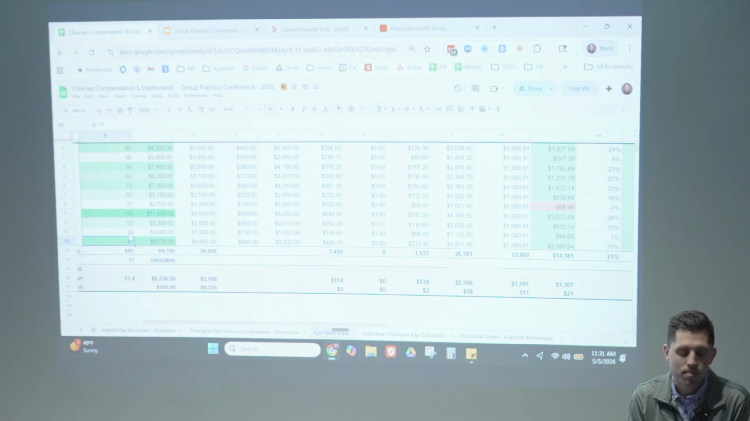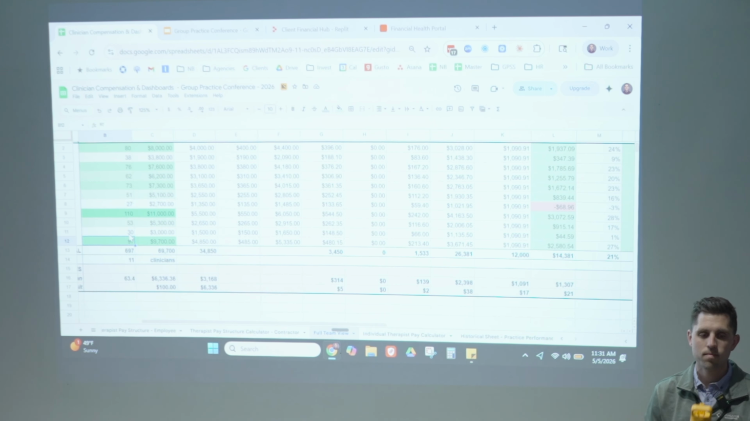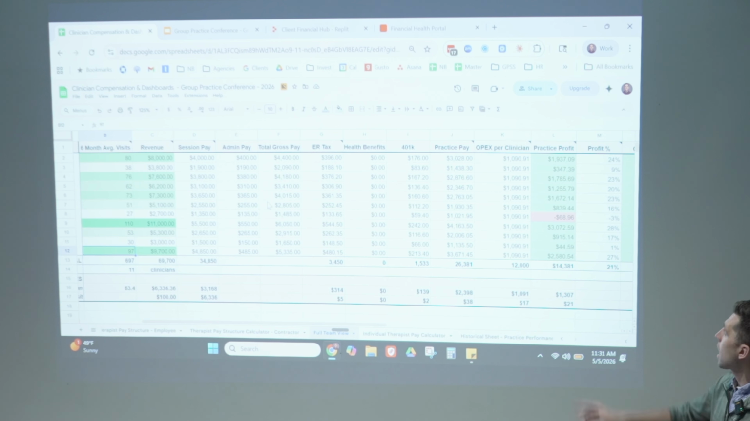You have a question? Yeah, will you speak at some point to where the costs that are no revenue stream, like admin, do you bake those into each session? Great question. Yeah. So this OpEx per clinician, OpEx means operating expenses. Okay.